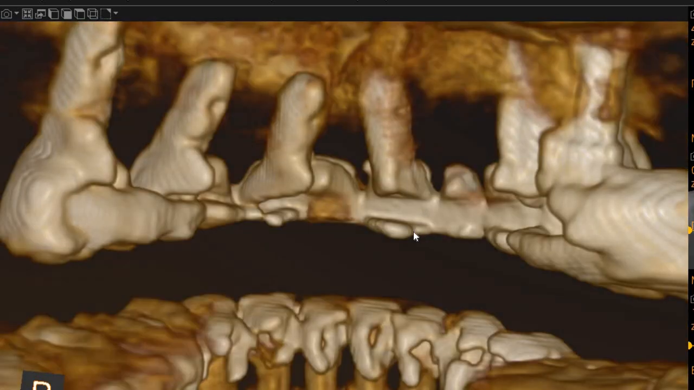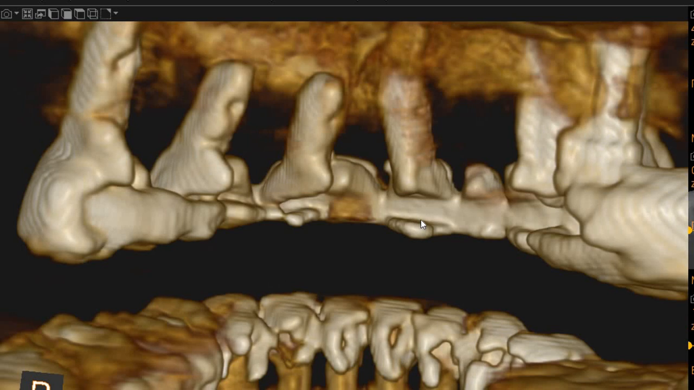So again, we would advise that the upper implants should definitely be assessed for change in prosthesis.